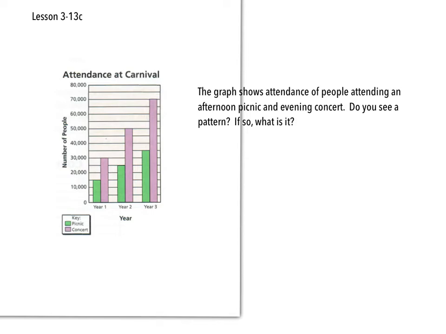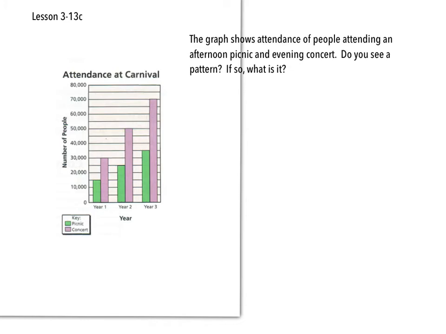Okay, so looking at this, the graph shows the attendance of people attending an afternoon picnic, and that's the green, and then the concert over a number of years. Do you see a pattern? And if you see a pattern, what pattern do you see? Why don't you pause the video, take a couple seconds, and see what you can find.